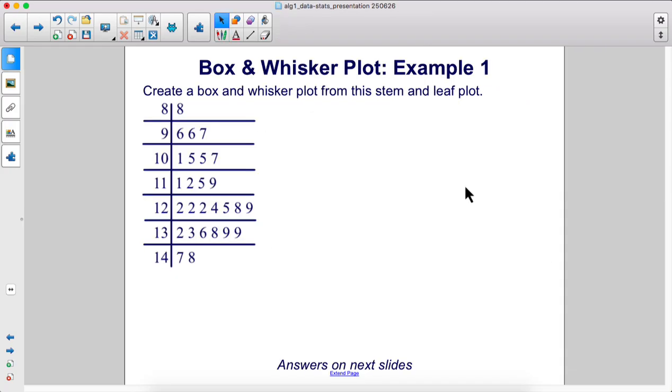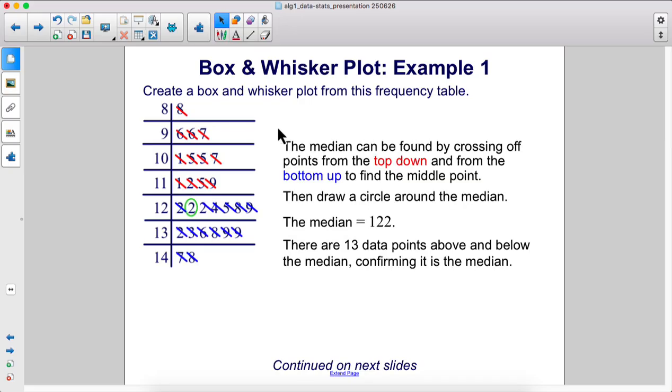Create a box and whisker plot from this stem and leaf plot. First, we'll find the median. The median can be found by crossing off points from the top down and from the bottom up in order to find the middle point. Then we draw a circle around the median. The median here is 122. There are 13 data points above and 13 data points below the median, confirming that yes, it is the median.